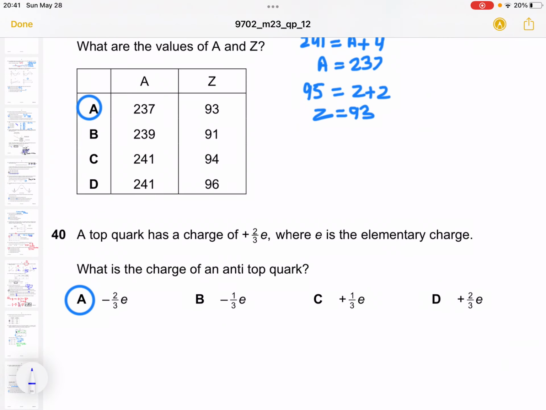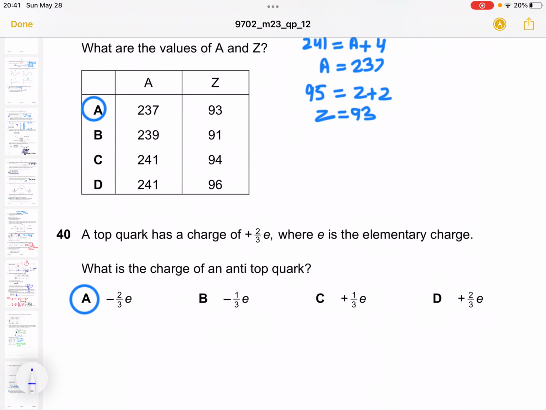Question number 40 says that a top quark has a charge of positive 2 by 3 e, where e is the elementary charge. What is the charge of an anti-top quark? Anti is always the opposite, so minus 2 by 3 e.